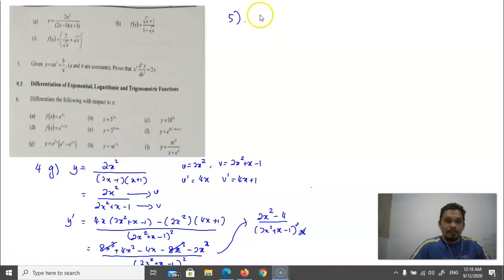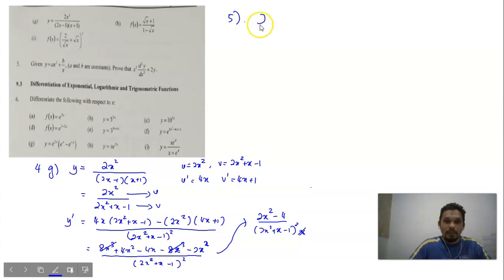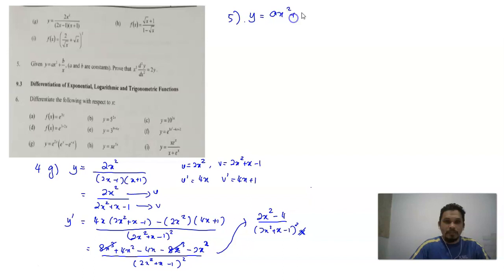Now let's take a look at question number 5, where y equal to ax squared plus b over x. Okay, class, sometimes for this kind of question, prove that this, we call this question here, maybe some students list down the y prime and second derivative, and then substitute into this here, then make it equal to 0. Okay, let's try this one here now.